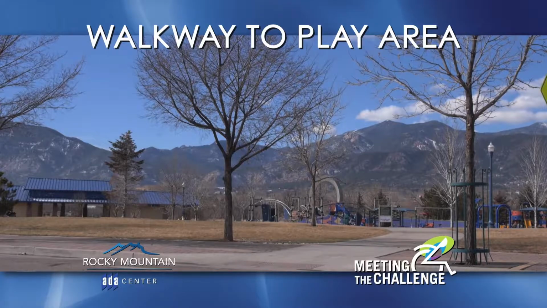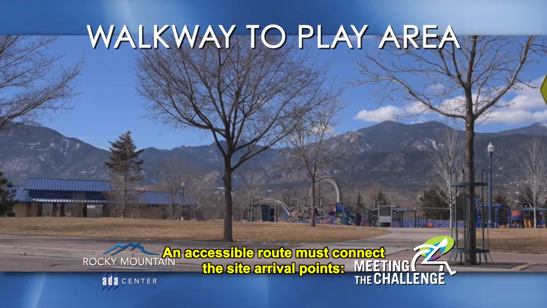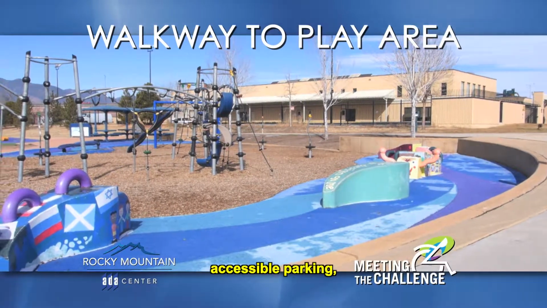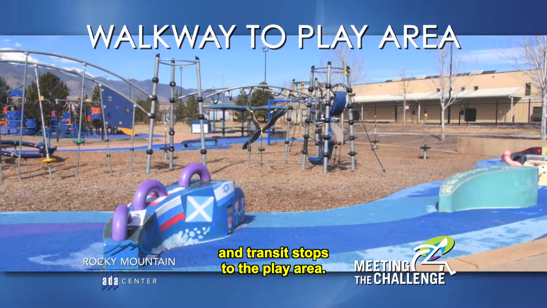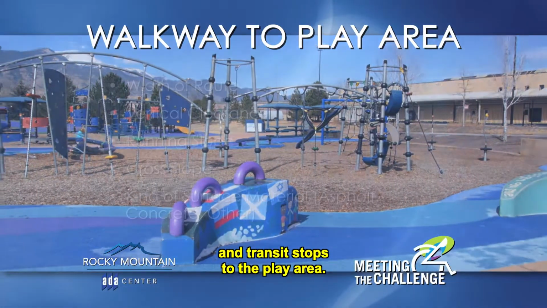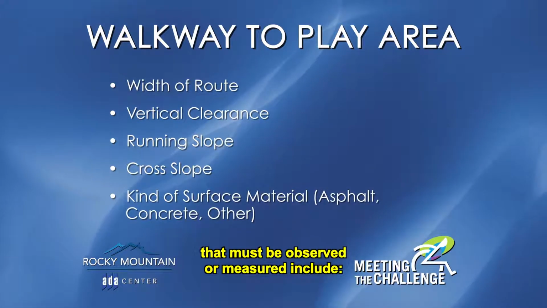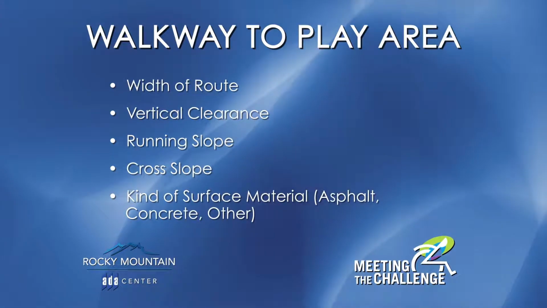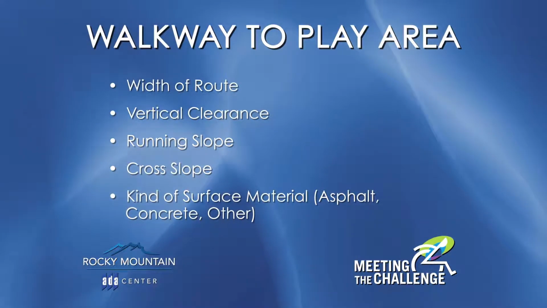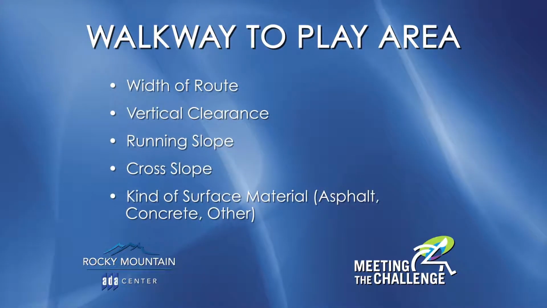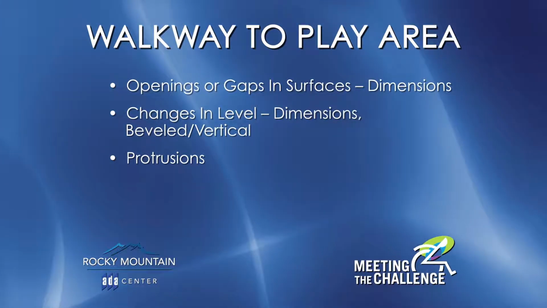Walkway to play area. An accessible route must connect the site arrival points, accessible parking, pedestrian walk in public right-of-way, and transit stops to the play area. Attributes of those paths of travel that must be observed or measured include width of route, vertical clearance, running slope, cross slope, kind of surface material, openings or gaps in surfaces, changes in level, protrusions.